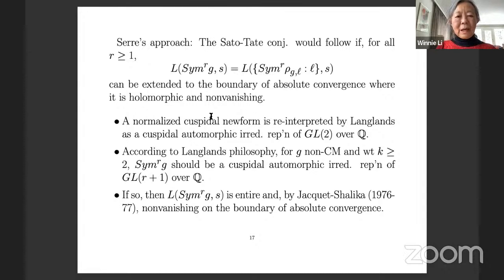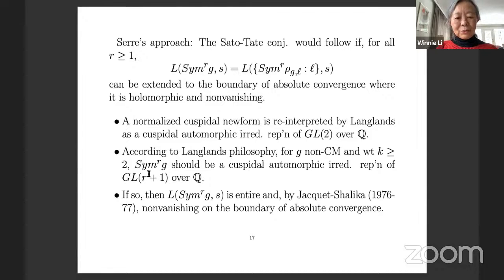Let me just say a few words. A normalized cuspidal new form is reinterpreted by Langlands as a cuspidal automorphic irreducible representation of GL2 over Q. Then, according to Langlands' philosophy, if our modular form g has no CM and weight at least 2, its symmetric powers should be cuspidal automorphic irreducible representations of GL(r plus 1) over Q.